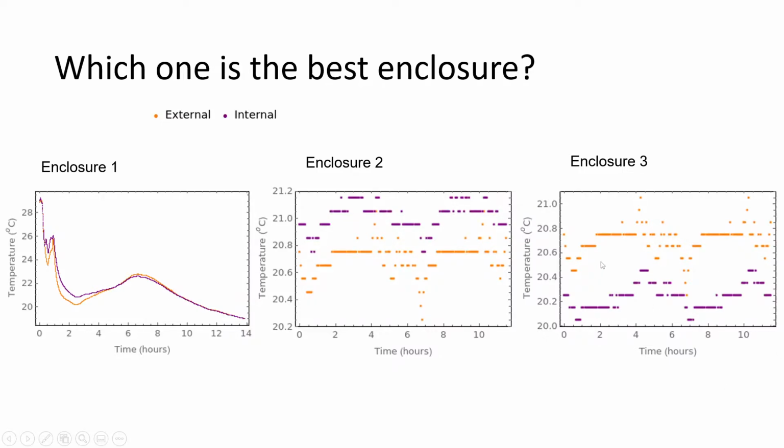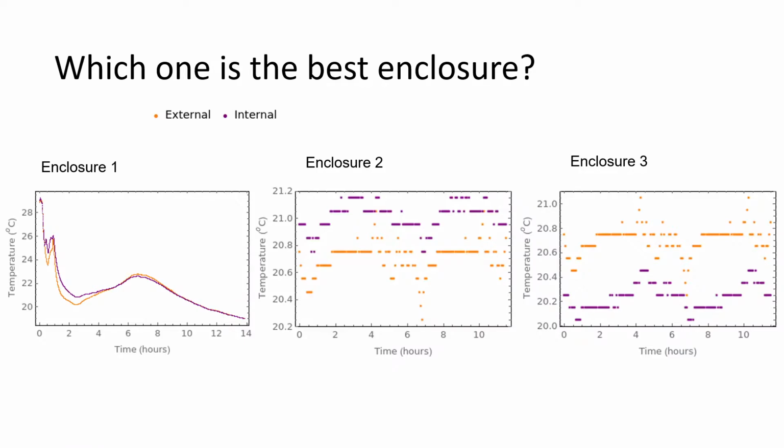So we can see the external and internal are different, probably because the box produces some buffering. But looking at this data, it is very difficult to say which of these three boxes has the largest buffering capacity. It is because these are not subjected to the same external fluctuations.